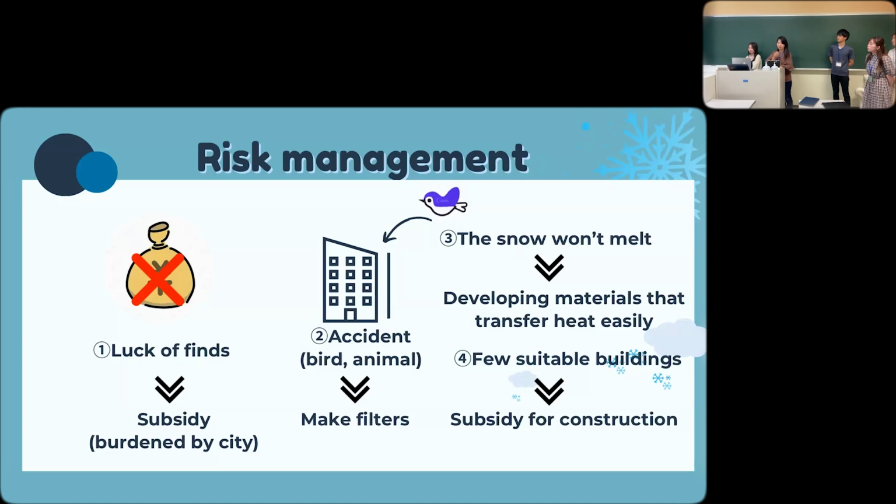This will be solved by using materials with high thermal conductivity to allow heat from a building to spread to concrete. Fourth, the huge building mix may not be suitable for installing the equipment. This can be solved by providing different types of equipment for different buildings.